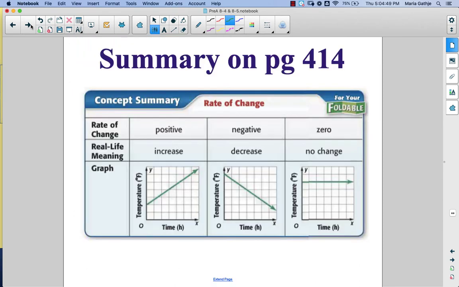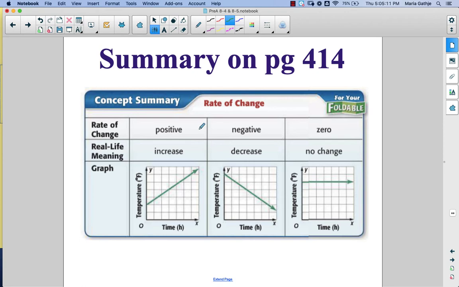If you need a summary of this, you can find this in your textbook on page 414. It gives you an idea of what the graph would look like, what the meaning is, and what we actually call it. So positive going up, example on the graph, negative going down, example on the graph, and then that zero change, that flat line that we talked about from the first graph.